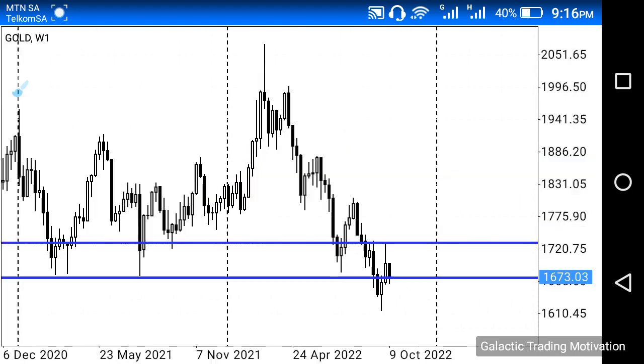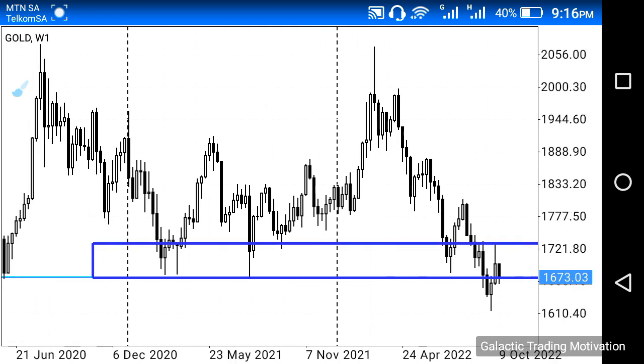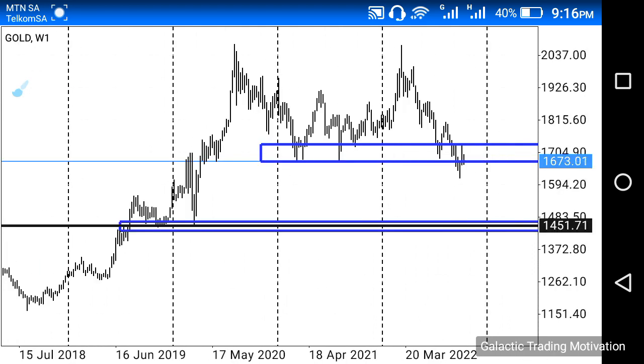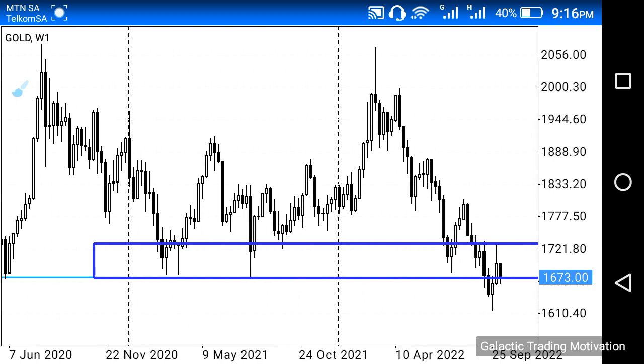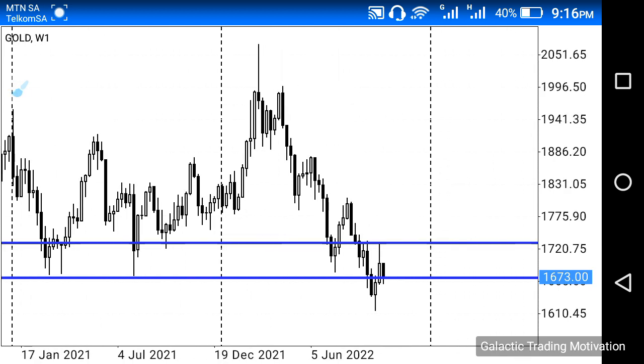So here we are on the weekly chart. Let's have a look. What do we see on the weekly chart, guys?